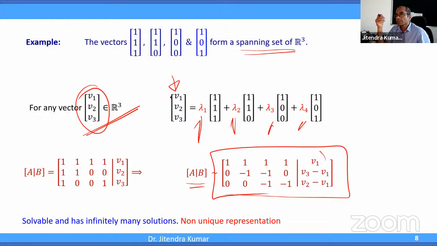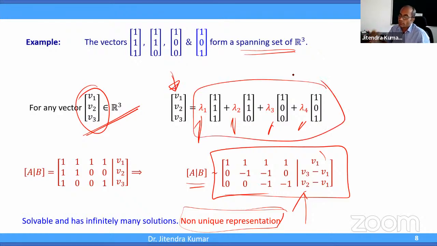But the key point is that we can find any vector in terms of these given vectors as a linear combination. So there is a non-unique representation, that's fine. Because there are infinitely many solutions to this system, but yes, we can express any given vector in terms of all these vectors.